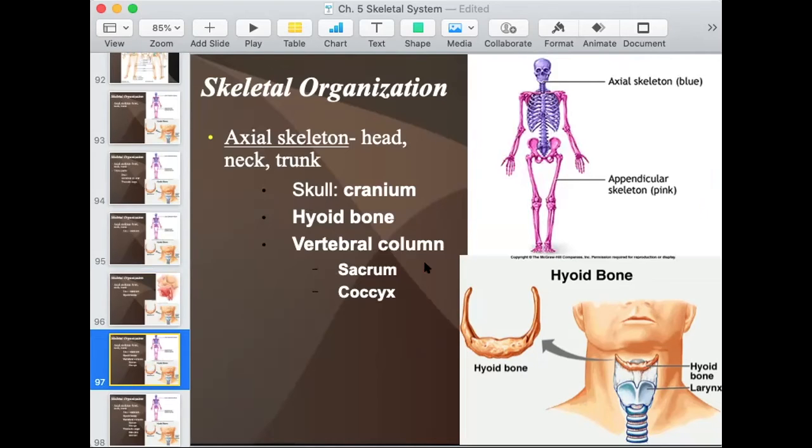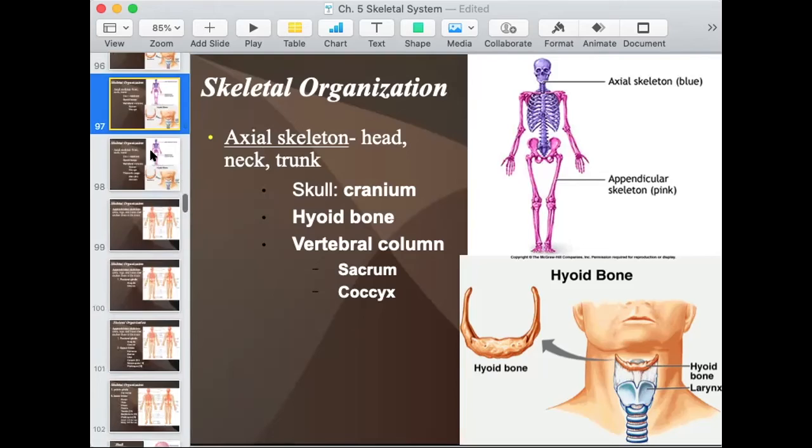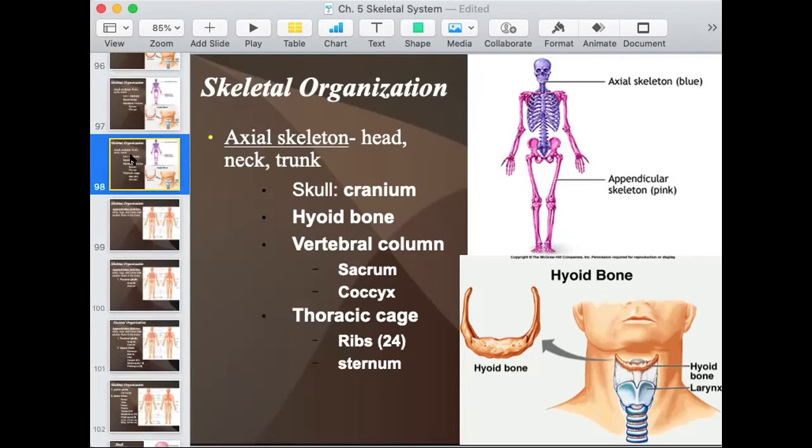Vertebral column, which also would include the sacrum between the pelvic bones, and then the tailbone called the coccyx. And the thoracic cage, which would contain your 24 ribs, and then your sternum in the middle that connects the rib bones together.